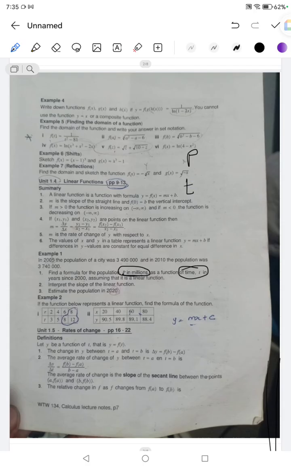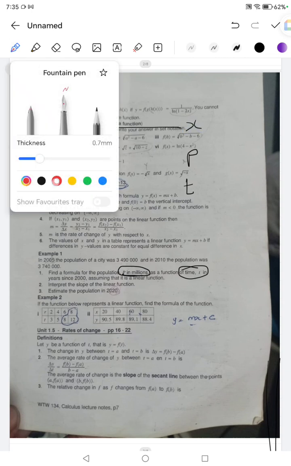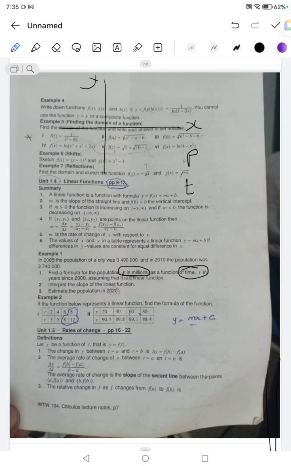Remember, as they've taught us in high school, you have your Cartesian plane that looks like this. You have your y values, then you have your x values. So now what you have to do is try and allocate your P and your T. You will see your P will come this side, and your time will come this side.